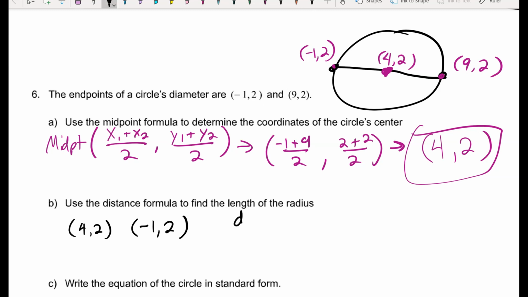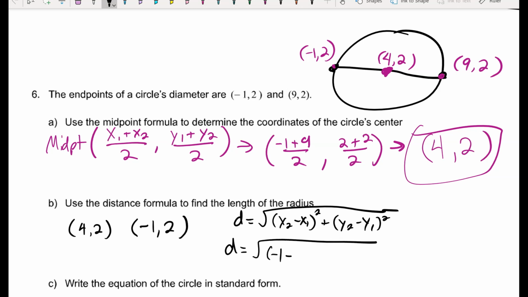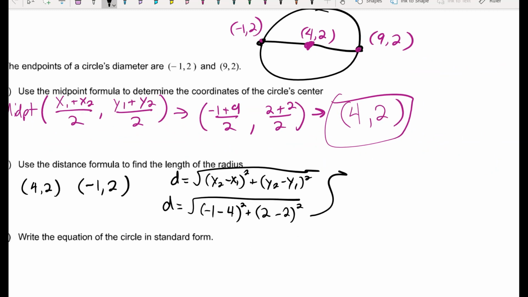So remember, the distance formula is the square root of (x2 minus x1) squared plus (y2 minus y1) squared. So the distance is equal to the square root of (-1 minus 4) squared plus (2 minus 2) squared. Or if I substitute that into my calculator, I find that the radius is radical 25, or just 5.